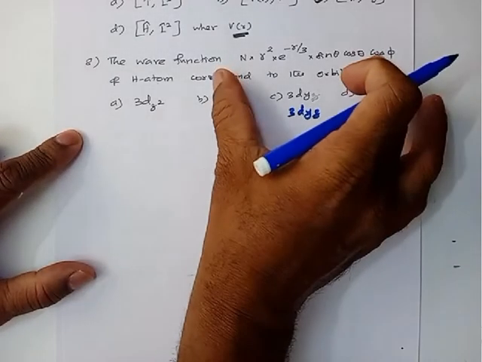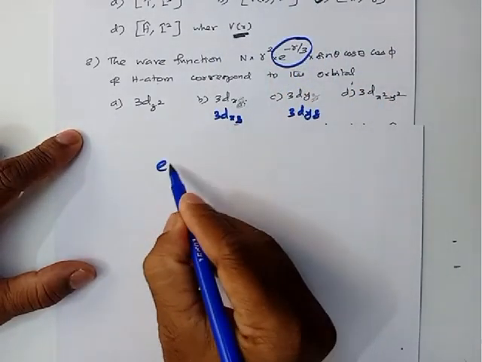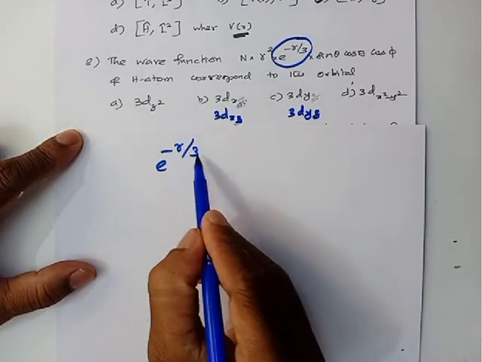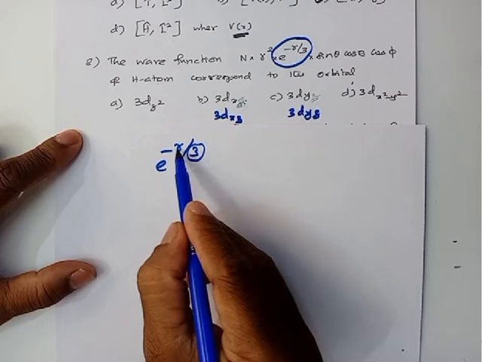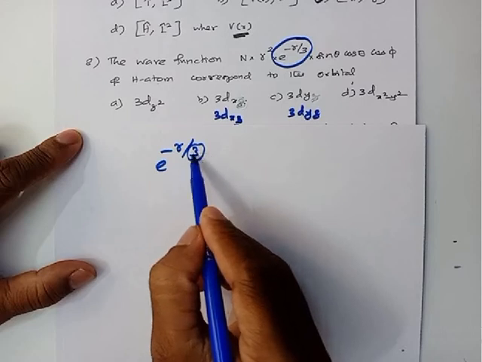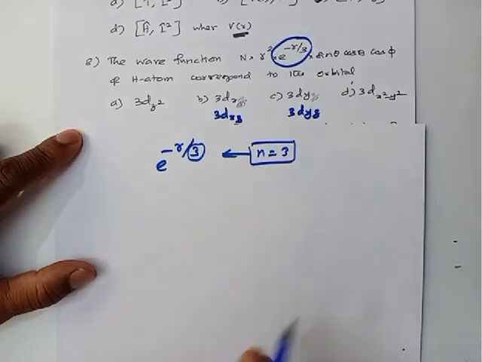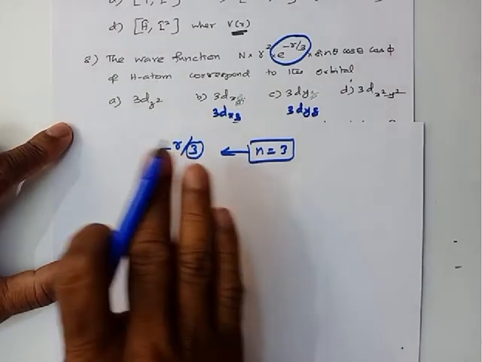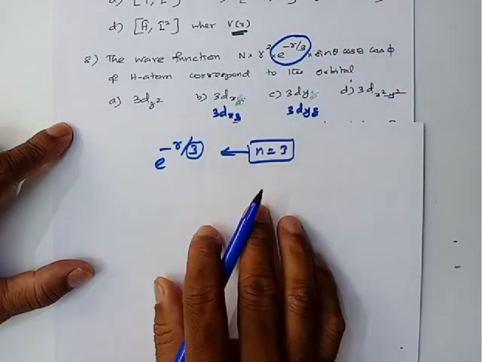Always, if a wave function is given and they ask for the orbital, first see the exponential part. The exponential part given is e power minus r by 3. Whatever constant is present in the denominator of e power minus r by something corresponds to the n quantum number. So n is 3 here, therefore this should be a 3 orbital, that is 3p, 3s, or something.